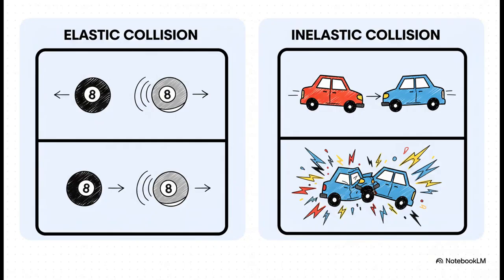So collisions pretty much come in two main flavors, elastic and inelastic. In a perfect elastic collision, think of two billiard balls just clicking off each other. Everything bounces perfectly. And in that case, both momentum and kinetic energy are conserved. But in an inelastic collision, like a car crash, well, things get bent, they stick together, kinetic energy gets lost as sound and heat. But, and this is the important part, momentum is still conserved.